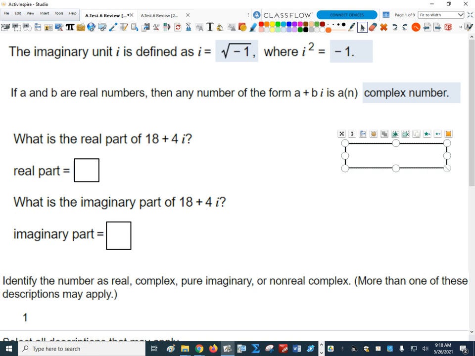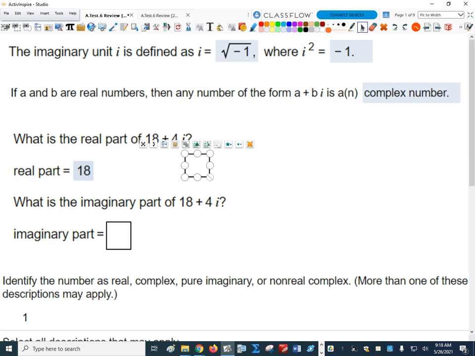Complex number. Okay, well, what's the real part of the number 18 plus 4i? 18. What's the imaginary part? 4.